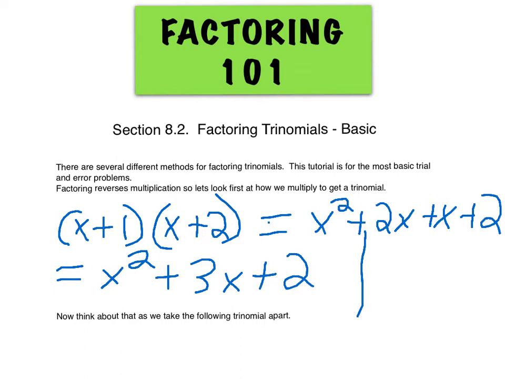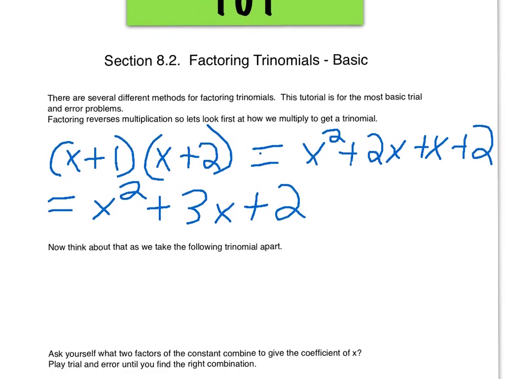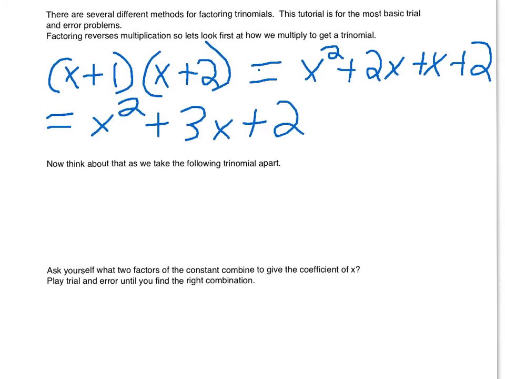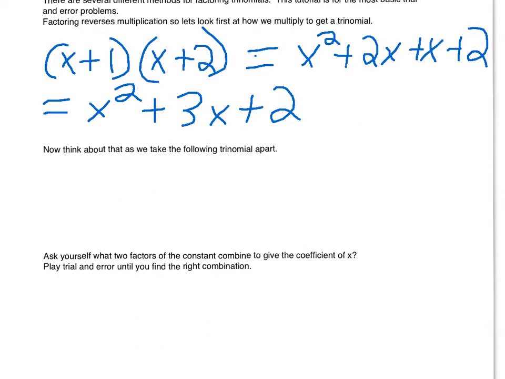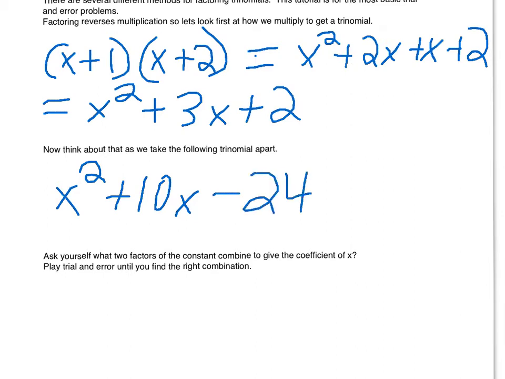So now let's erase that. Let's scoot up a little bit here. We're going to take this trinomial apart, not the same one we just did, but x squared plus 10x minus 24. So x squared plus 10x minus 24 is what we want to take apart.